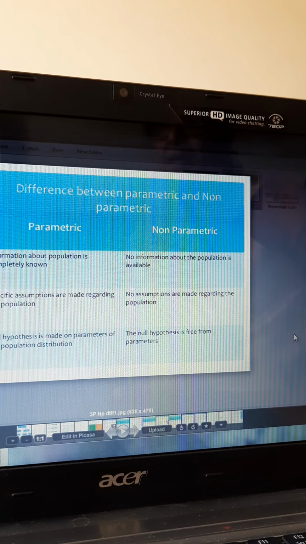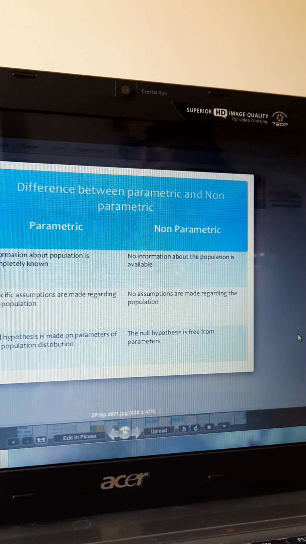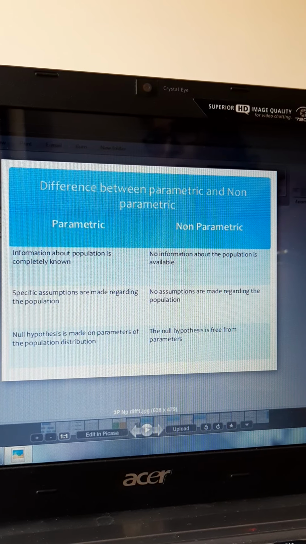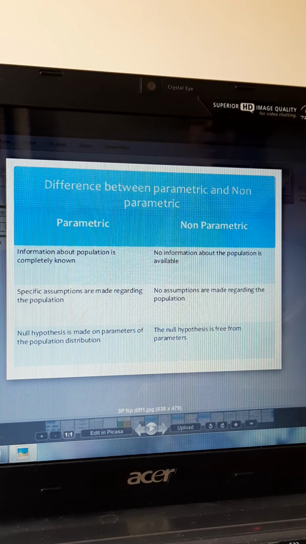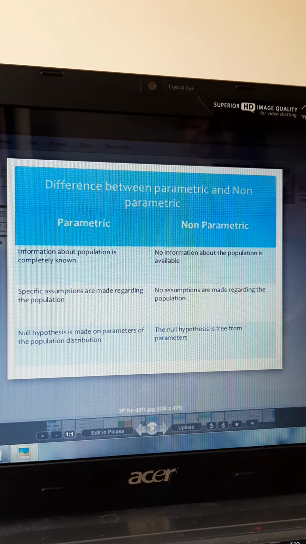parametric, non-parametric data, that which is collected with nominal, ordinal, continuous ratio scales. Clear? Non-parametric data: no information about the population is available, no assumption is made about the population. Null hypothesis is free from parametrics. Okay? Information about the population is completely known.